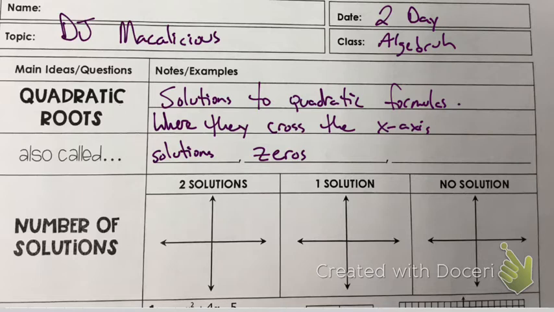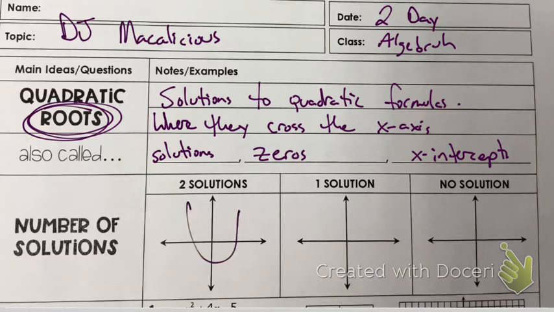Well, we have roots. Parabola. We also can call them answer. x-intercepts, solutions, zeros, roots. Okay? And things with two solutions cross twice. Things with one solution just touch the x-axis. And no solutions will never, ever, ever touch.